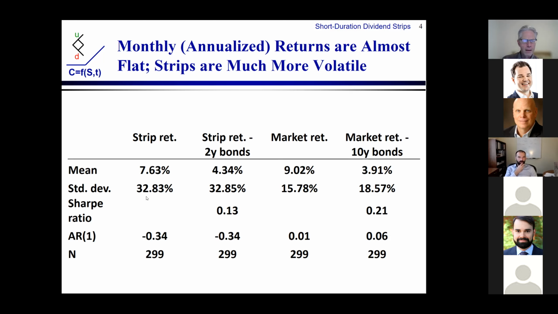Now, the second observation is that even though returns are broadly the same, so we're kind of in between BBK saying that the strip is much better, and Bansal and colleagues saying that the market is much better. But what we note is that the standard deviation on the strip is just massive, more than 30%, whereas the market standard deviation is more like 15, 18%.